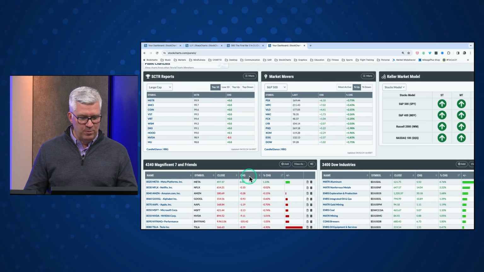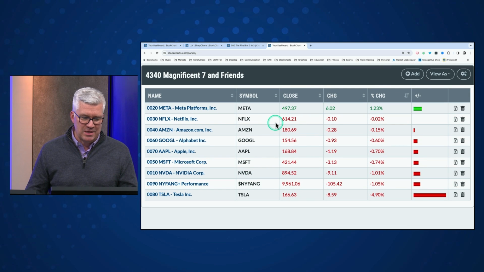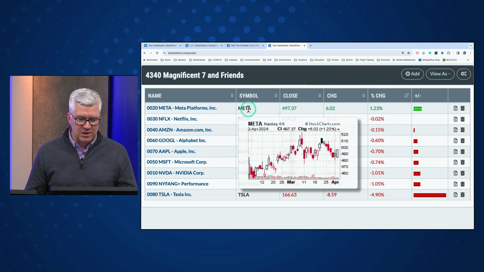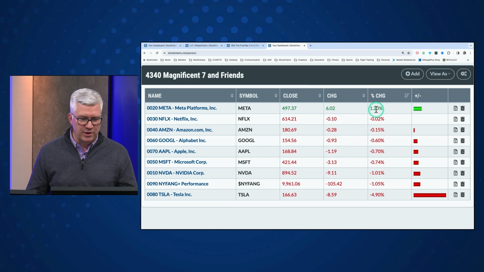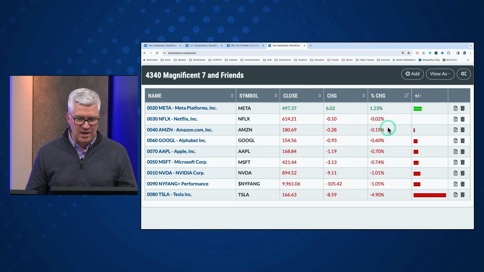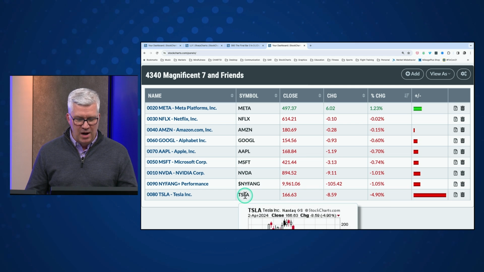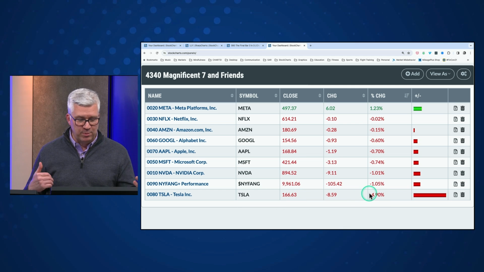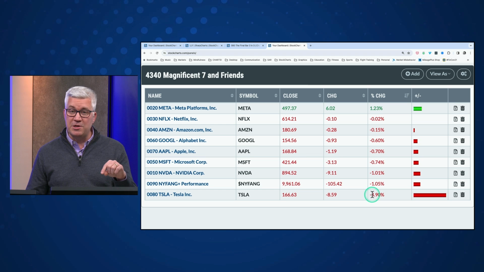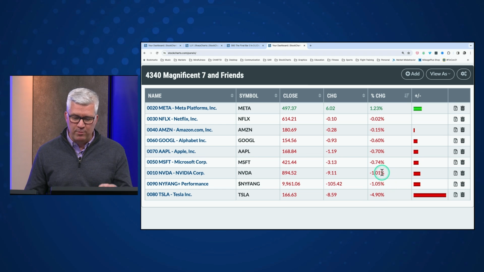Let's focus on that group of mega cap leadership names. Meta, the only one of the bunch that was actually up today, finishing up about 1.25%. Netflix and Amazon were essentially flat. On the downside, you have Tesla really dropping it after struggling and certainly underperforming the rest of this group, down almost another 5% today. NVIDIA down 1% as well.